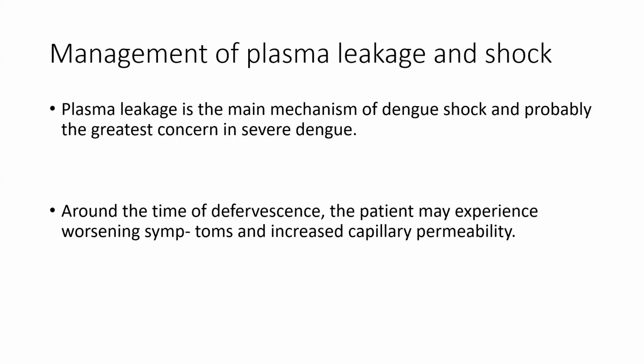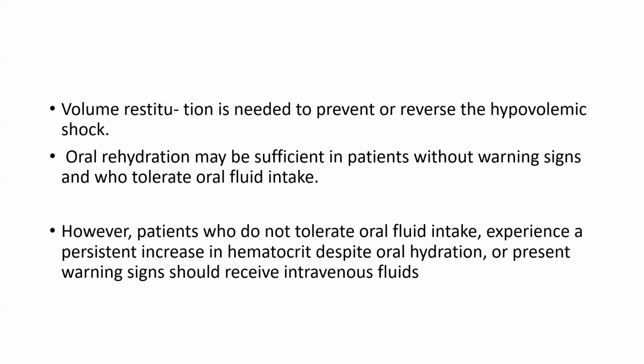Now, regarding management of plasma leakage. Plasma leakage is the main mechanism of dengue shock and probably the greatest concern in severe dengue. Around the time of defervescence, the patient may experience worsening symptoms and increased capillary permeability. Volume restitution is needed to prevent and reverse hypovolemic shock. Oral rehydration may be sufficient in patients without warning signs who tolerate oral fluid intake. However, patients who do not tolerate oral fluid intake, experience a persistent increase in hematocrit despite oral hydration, or present warning signs should receive intravenous fluid.